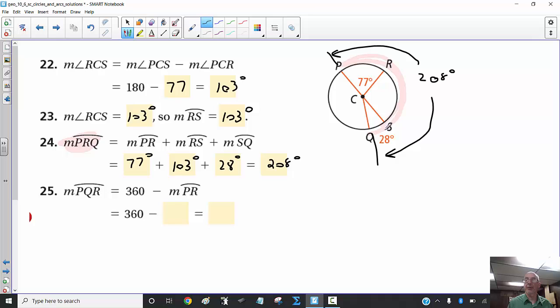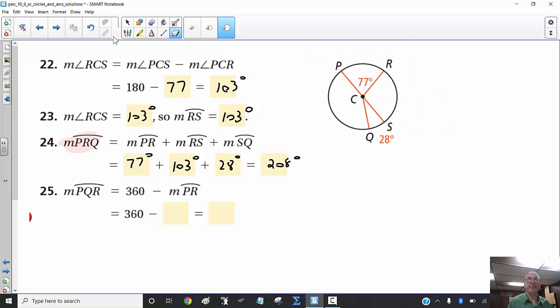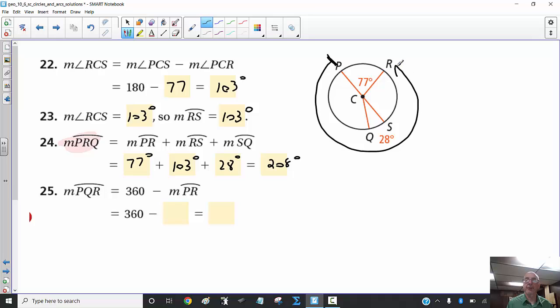PQR going around this way. Tell you what, let me see if I can grab this. I can't grab that image separately, can I? No, I wanted to not erase this. Oh well. Down here, PQR going all the way around this way is pretty straightforward. It's going to be 360 degrees minus the 77. So you get 283 degrees.